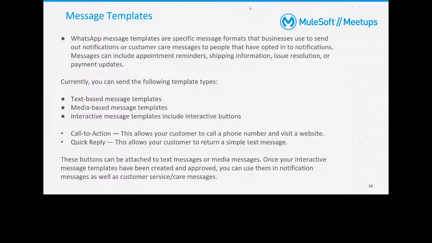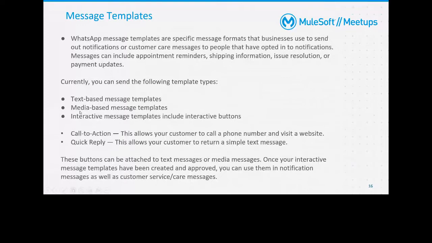Businesses use these to send out notifications. WhatsApp business templates are specific message formats that businesses use to send out notifications or customer care messages. So basically a predefined message that we'll be using to send a message or a notification. These messages can include appointment reminders, shipping information, issue resolution or payment updates. So all these templates we can create.